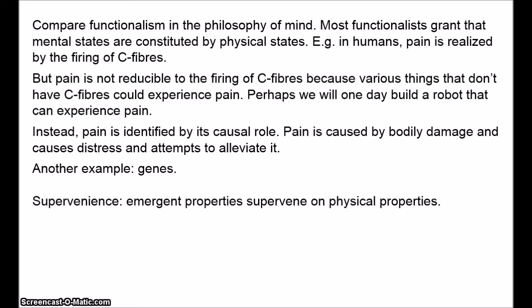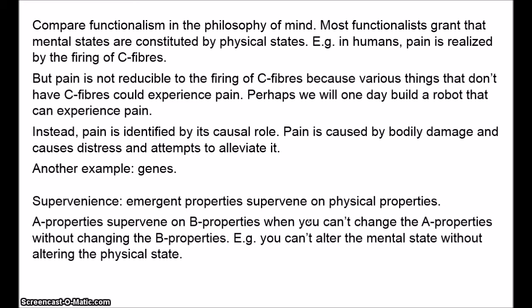Emergent properties supervene on physical properties. Mental states supervene on neural states. Colours, we might say, supervene on spectral reflectances and wavelengths of light. Now, we say that A properties are supervenient on B properties when you can't change the A properties without changing the B properties. So, you can't alter the mental state without altering the underlying physical state. In other words, if the two physical states are the same, the mental state will be the same. In the same way, you can't alter the colour without altering the physical processes.